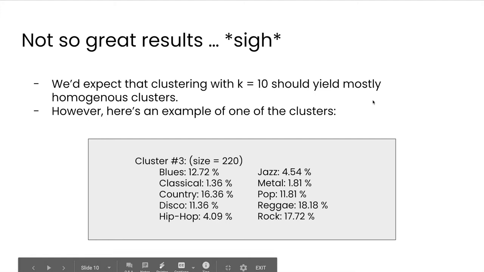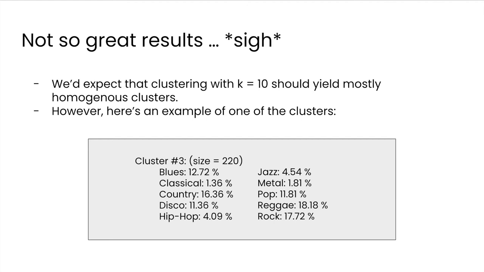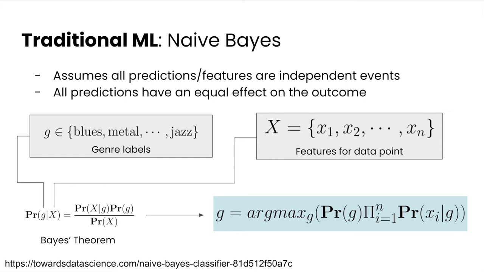We could see that not only were there 220 songs instead of 100 assigned, but also the genres inside of the cluster are all over the place. It's not as homogeneous as we would want it to be. We would want each cluster to be mostly blues or mostly classical or mostly country, and that is clearly not what we got here.